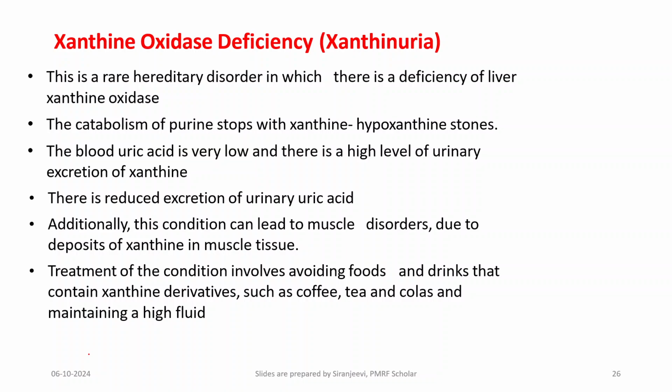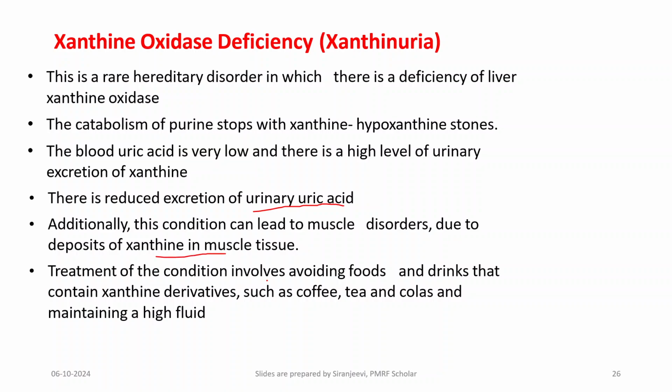This is a rare disorder where the xanthine levels are upregulated. This leads to more levels of xanthine and then hypoxanthine in the body, and that leads to xanthine and hypoxanthine stones. And the blood uric acid level is very, very low. There is a high level of urinary excretion of xanthine. There is a reduced excretion of urinary uric acid. Additionally, this condition can lead to muscle disorders due to the deposit of xanthine in the muscle.